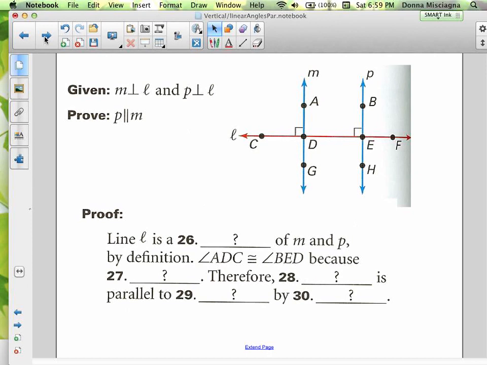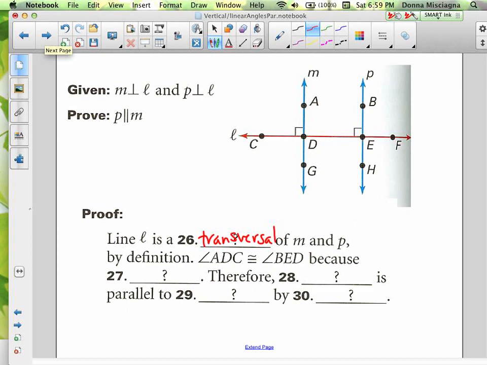Well, notice it's intersecting those lines. And what do we call a line that intersects two or more lines? Do you remember the vocabulary word? It's a transversal, right? So line L is a transversal of lines M and P by definition. That just means that if you have a line that intersects two other lines, that's the definition of a transversal.